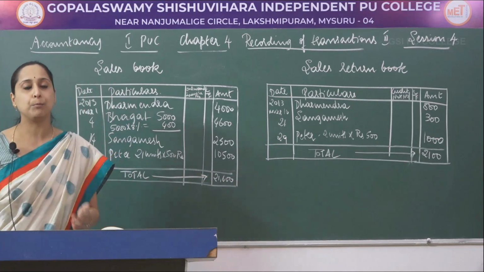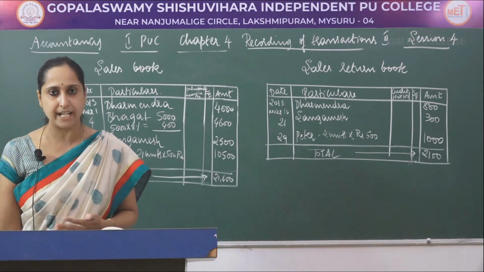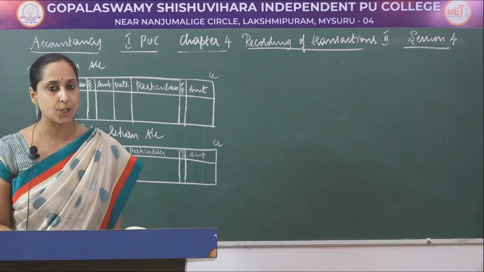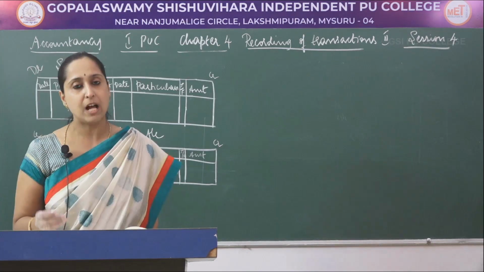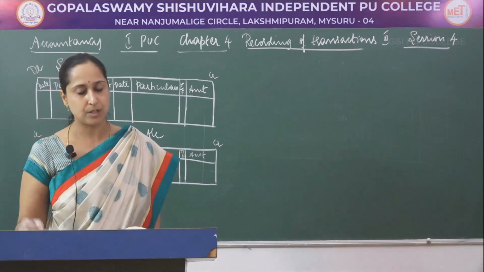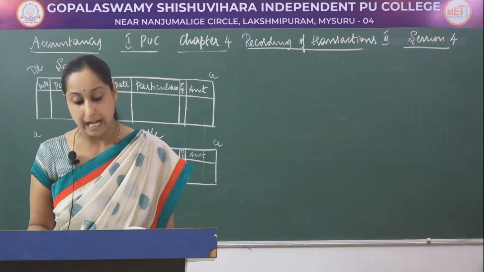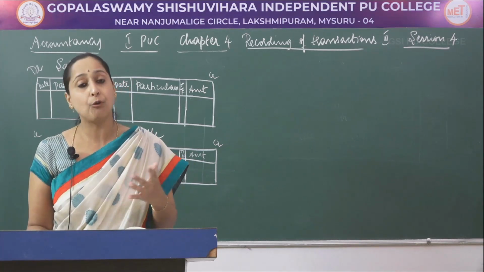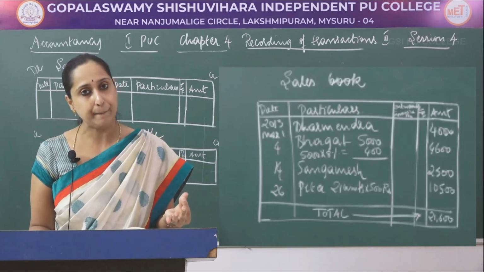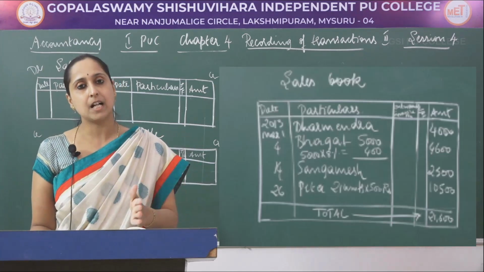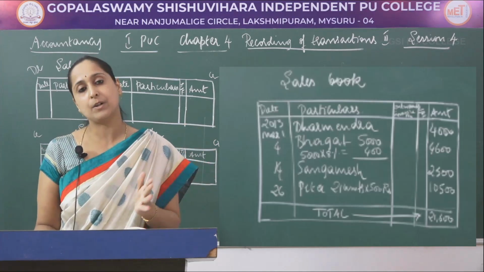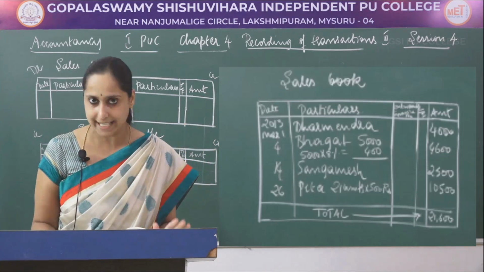Now we have to post these transactions into various ledger accounts. So first let us do sales account and sales return account. Let us analyze this transaction. Here we have sold goods to 4 customers, Dharmendra, Bhagat, Sangamesh and Peter. So Dharmendra's account debit, Bhagat's account debit, Sangamesh's account debit, Peter's account debit to sales.